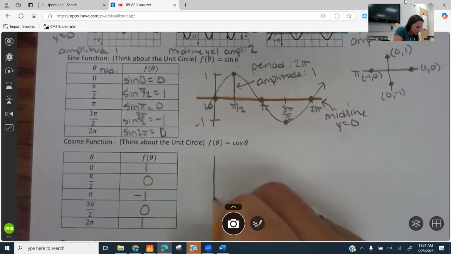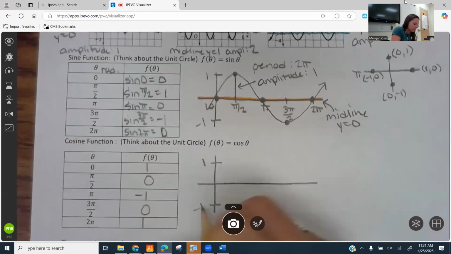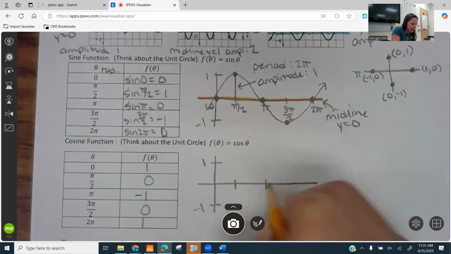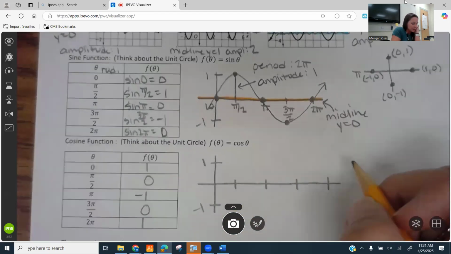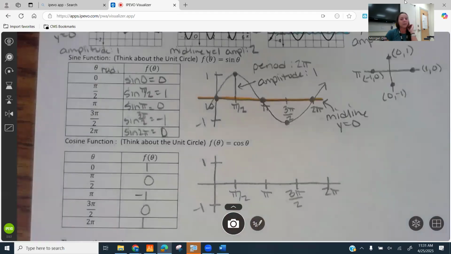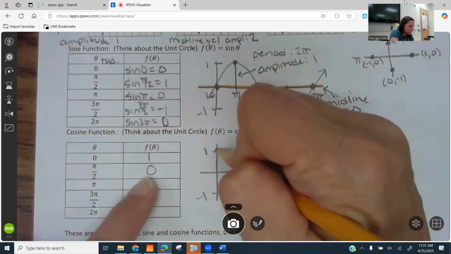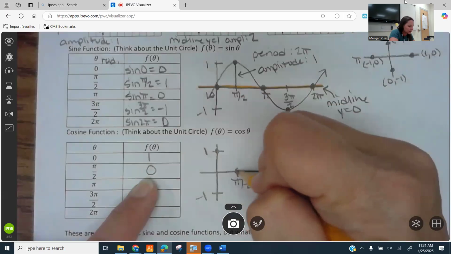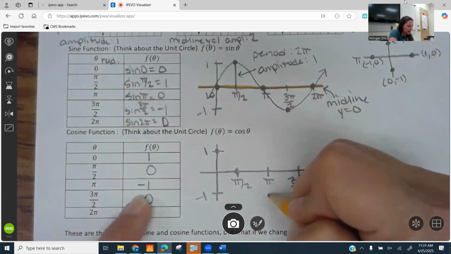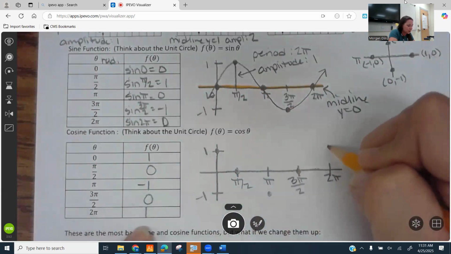So let's draw this out. I'm going to do the same y-axis because it only goes to 1 and -1. And then the same x-axis. Here, pi over 2, pi, 3 pi over 2, and 2 pi. I picked out the different thetas for you in radian measures. Okay, so here we go. At 0, it's at 1. Here at pi over 2, it's at 0. Then at pi, it's at -1 down here. At 3 pi over 2, it's at 0. And at 2 pi, it's at 1.